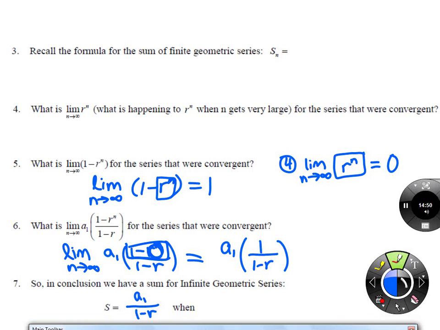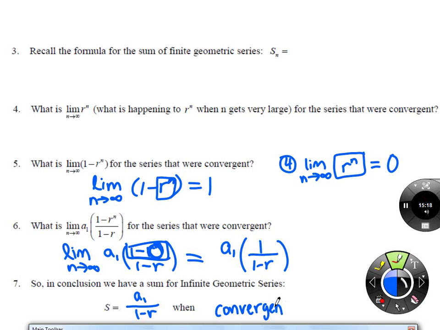But you can't use this all the time. Can you do this for every geometric series? No, only the ones that are convergent. So it would have to be geometric and it would have to be convergent to add up infinitely many things, which is crazy when you say it, right? So we want to tell people you can use this formula to add up an infinite geometric series, but only when it's convergent.